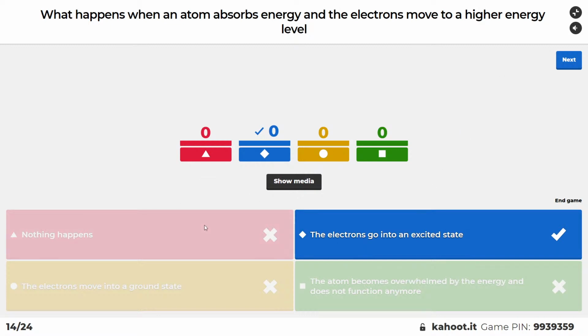Well, parts of it, like how the chlorophylls work. Obviously A is wrong. Something happens. The electron moves into a ground state. That'll be after, when the electron releases back the energy that it absorbed from light or whatever. And the atom becomes overwhelmed by the energy and does not function anymore. Well, then we would all be dead. So I don't think that's right.